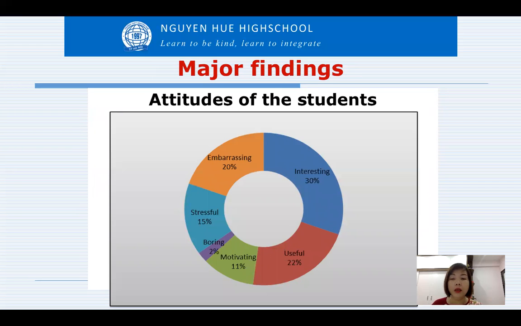And you can see here some data. I gave students a questionnaire and asked them about their attitudes towards communicative activities. So you can see here, they feel these activities are interesting, useful, motivating, boring, stressful, and enriching.